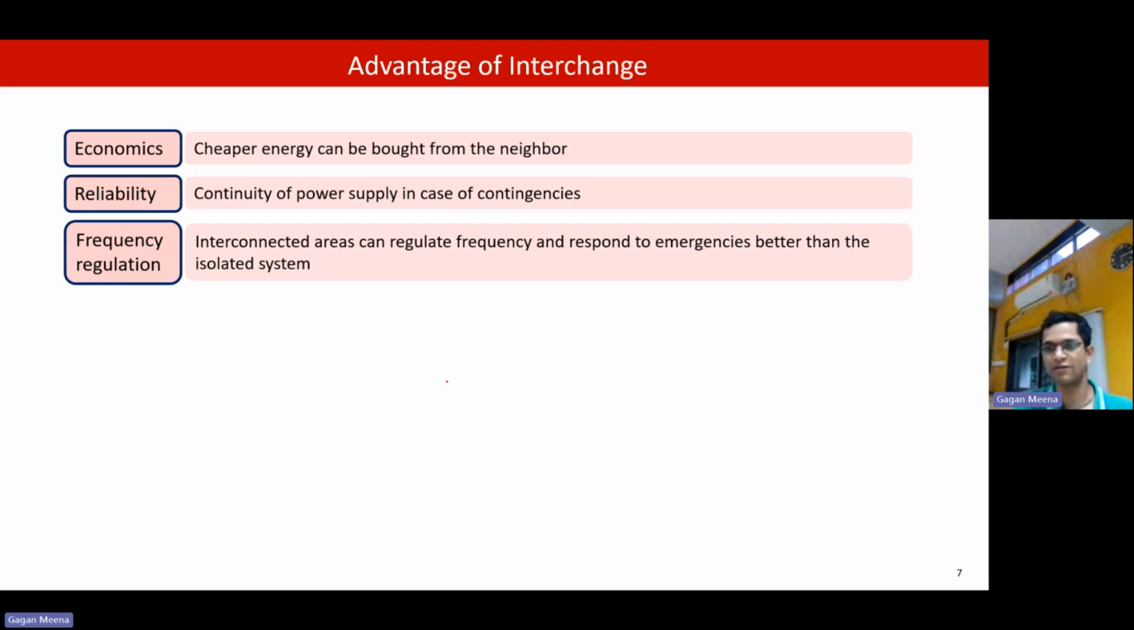First, we will see why interchange is required. What are the benefits of interconnection and interchange? If we have two areas, let's say area one and area two, both are independently operating. They have their own generation as well as load, a set of generators as well as load. In between, they can have a transmission. They are connected, so there are several buses also. Different connections are there, and some network is also there.